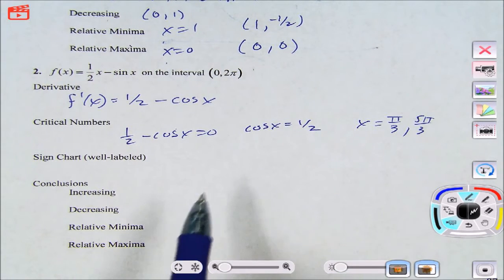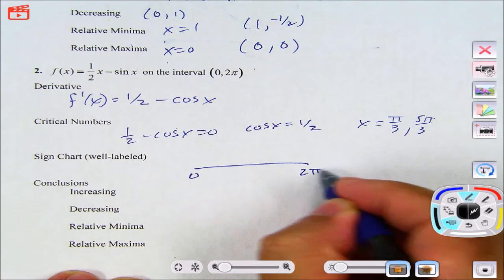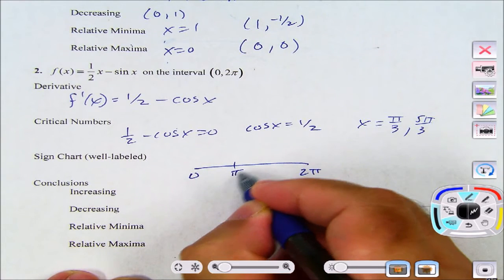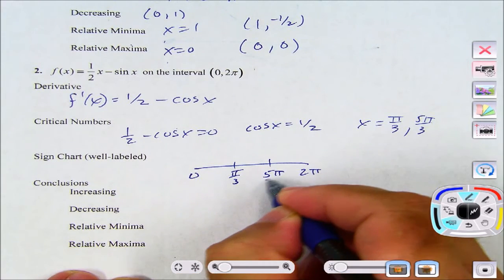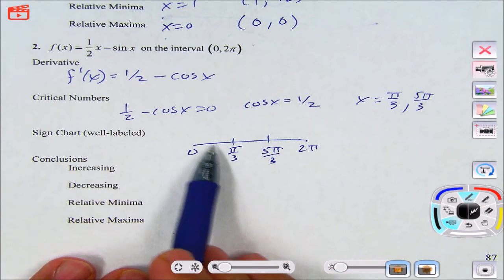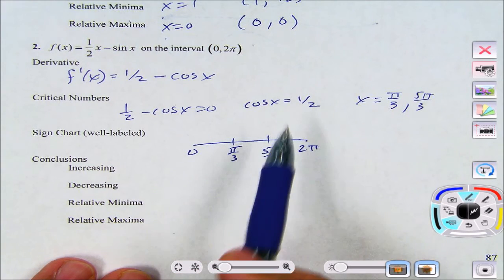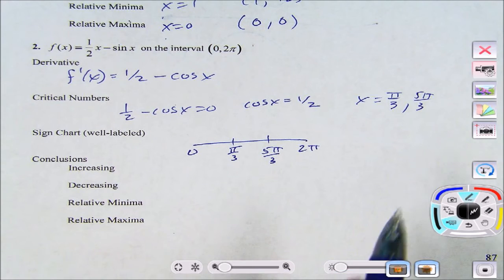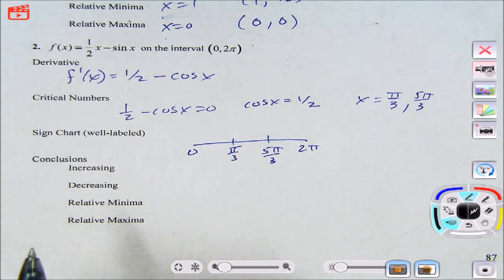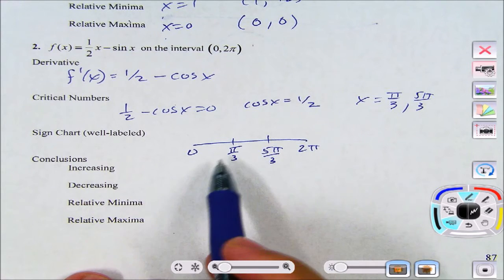Okay. So, a well-labeled chart. This time you have a 0 and 2 pi in here, and you have a pi thirds and a 5 pi thirds. This time, I'm actually just going to plug it into the derivative. There's no factoring or looking at the graph. So what's a number between 0 and pi thirds? Pi over 6. Don't just tell me like 0.7, that doesn't help me at all. But I know pi over 6 is in there.